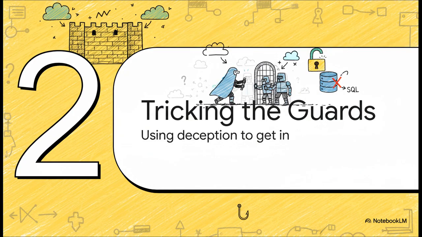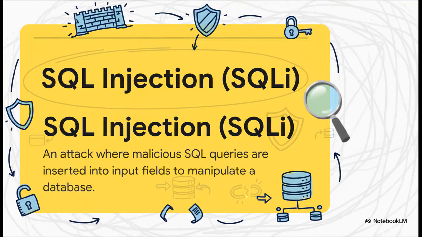All right, first up, let's talk about pure deception. This is where an attacker doesn't try to smash down the door. Now, they're much cleverer than that. They fool the system's automated guards into just letting them waltz right in, or even tricking them into handing over the keys to the kingdom. The first trick in the book is called SQL Injection.